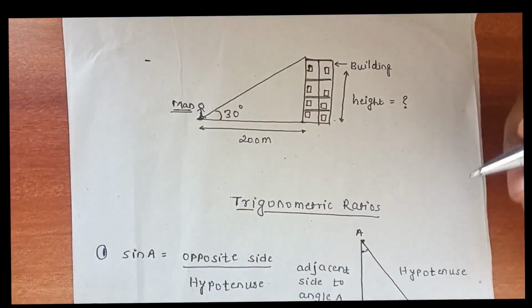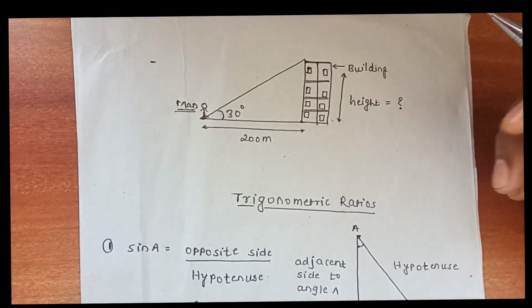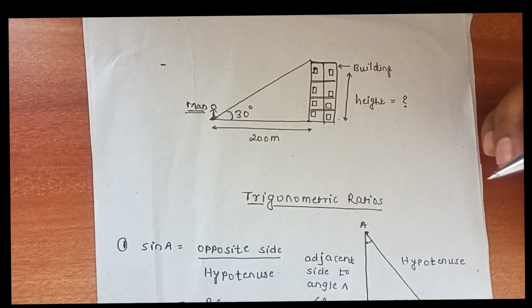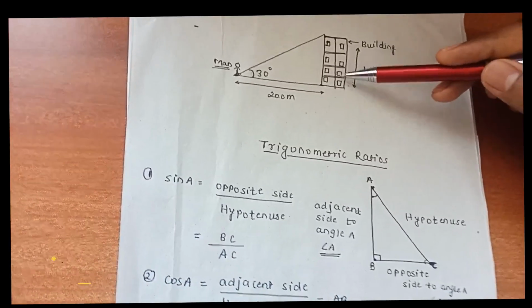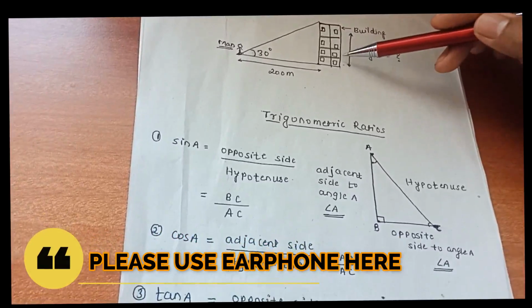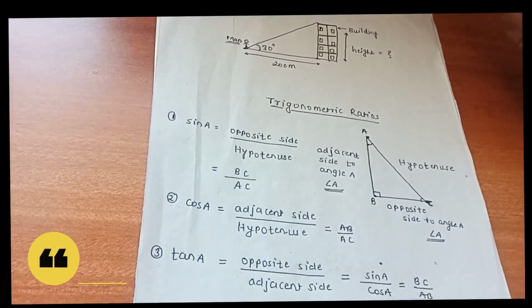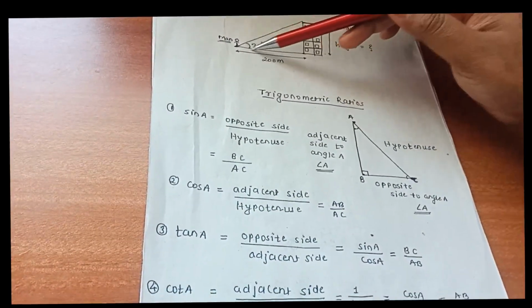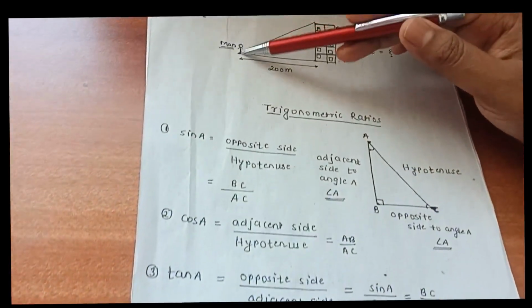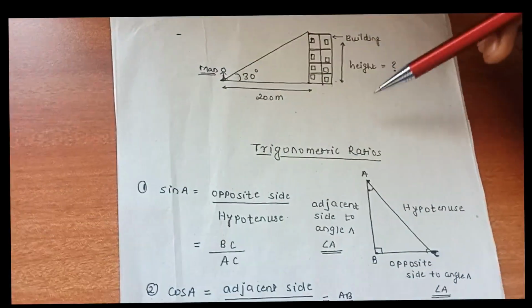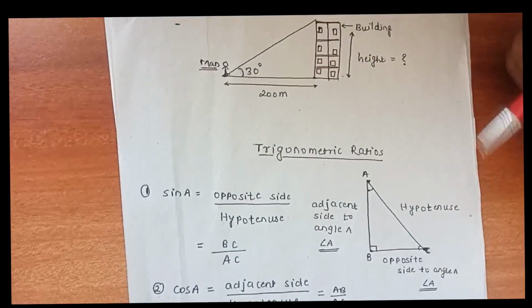So as we're discussing a little bit about trigonometry, now I have just drawn here some application problems. Suppose this is a building, a four-story building, and this is the ground surface. Here is a man. This man is standing here. He is looking towards the building.